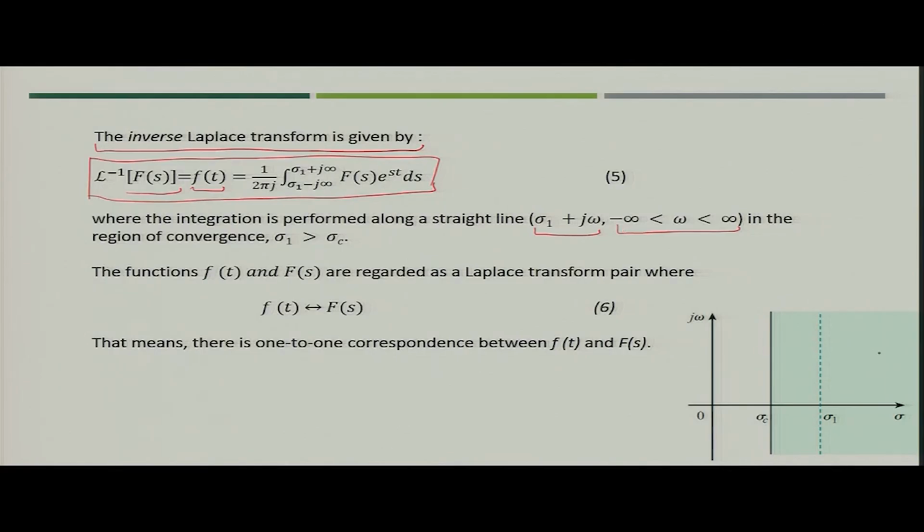So, you will see that again the integration for any sigma 1 will be carried out along this particular line. So, what we can say is that the functions f(t) and F(s) are regarded as the Laplace transform pair. That means there is a 1-to-1 correspondence between f(t) and F(s).